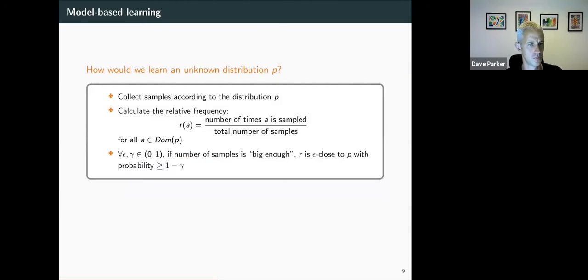So how would we learn an unknown distribution P? We collect samples according to the distribution. If we collect enough samples, the relative frequency is epsilon close with probability at least 1 minus gamma. This big enough value is still polynomial in the size of the domain of P, 1 by epsilon and 1 by gamma. So this is efficiently PAC learnable.